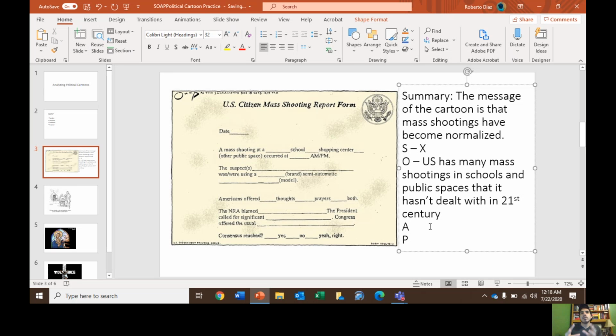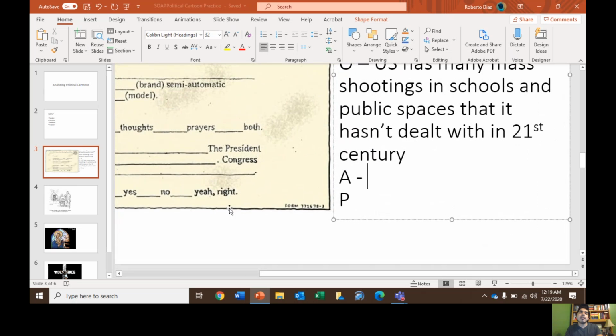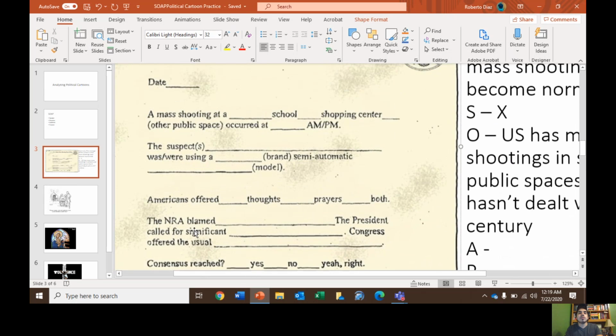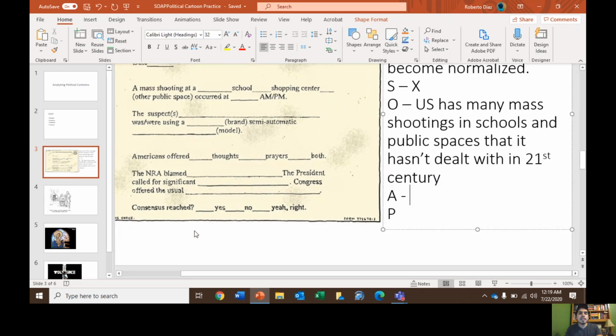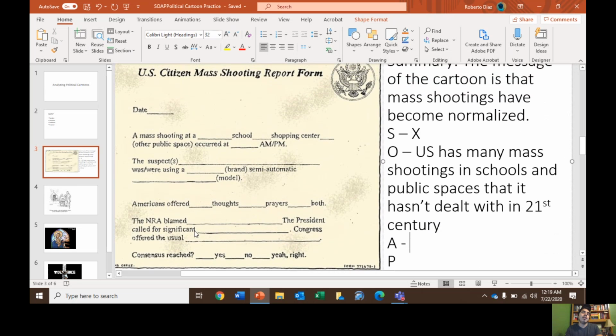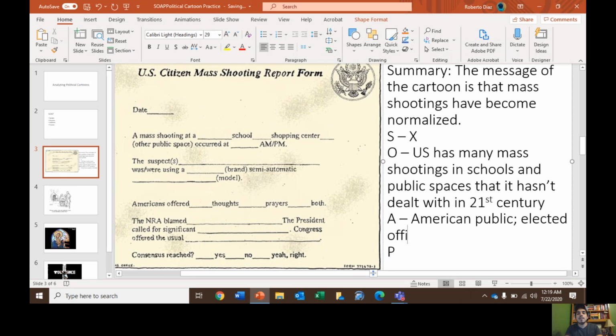as you're trying to analyze the political cartoon for its message, its power, maybe its biases, what it's trying to get across, etc. So who is the audience to this? That can be very general too, for something like this. It seems like the American public in general, and maybe even elected officials, maybe even the NRA.